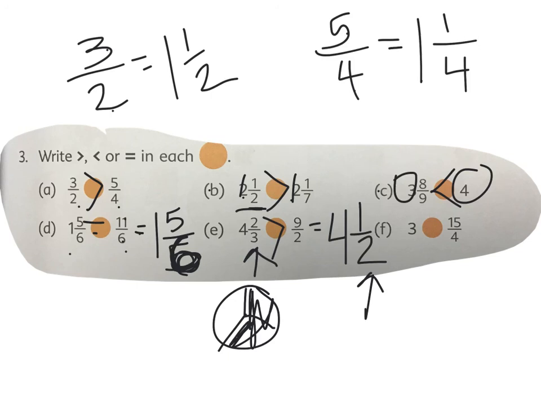And finally, 3 and 15/4. I'm going to change this to a mixed number. 4 goes into 15 3 times without going over. With 4, 8, 12, with 3 pieces left over, 3/4. Which one's bigger, 3 or 3 3/4? There you go.